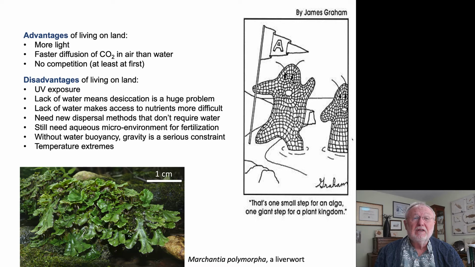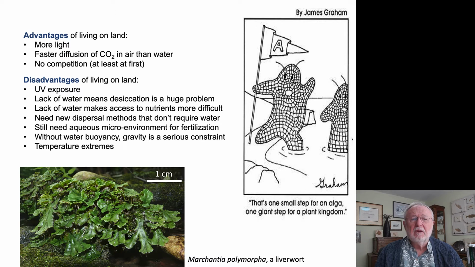Another disadvantage is that they needed a new dispersal mechanism so that the sperm could go from one plant to the egg of another plant through air if water was not available. Let me come back to this point here about structure, and that is without buoyancy, gravity became a serious issue. And lastly, the temperatures in the ocean and in lakes tend to be buffered, whereas on land we have much more serious temperature extremes.